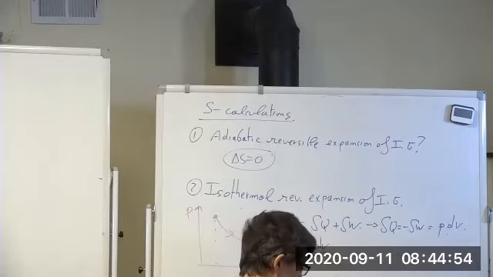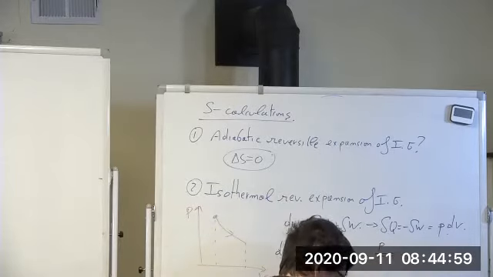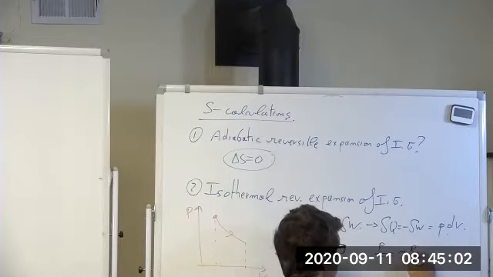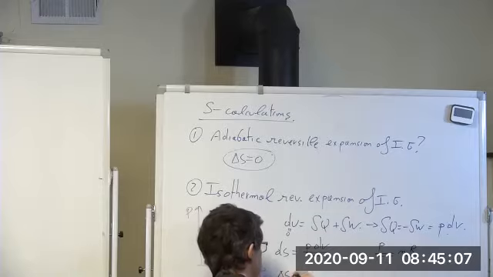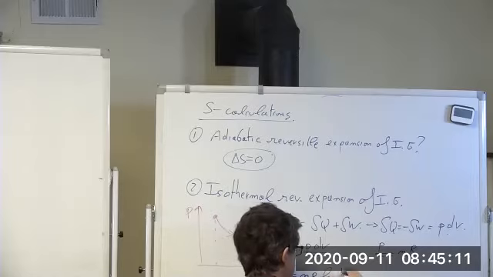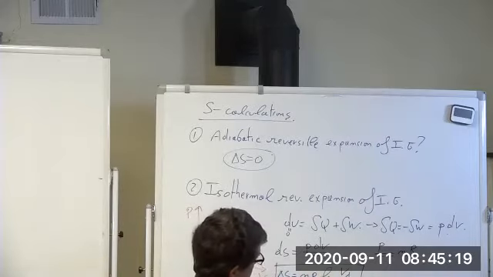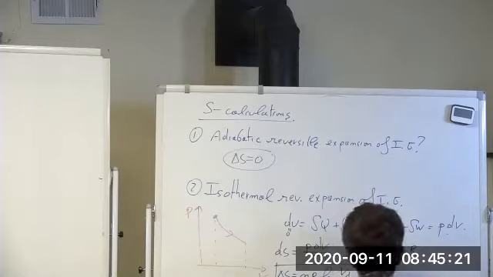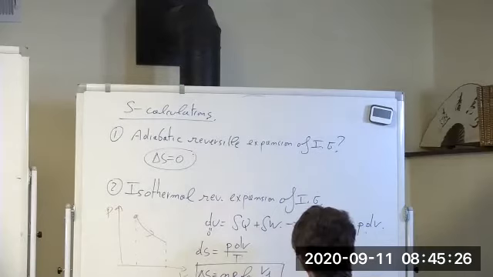And then I can substitute in ideal gas stuff, right? P over T is NR over V. So that means that delta S, if I integrate this, is NR log V final over V initial. I can substitute pressure in if you prefer it in pressure. Then this is equal to minus NR log P final over P initial.